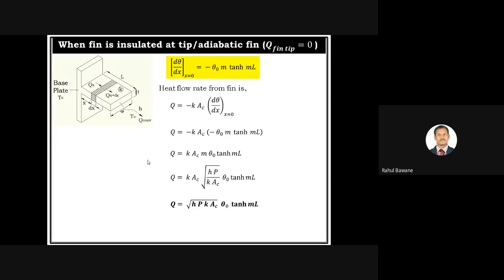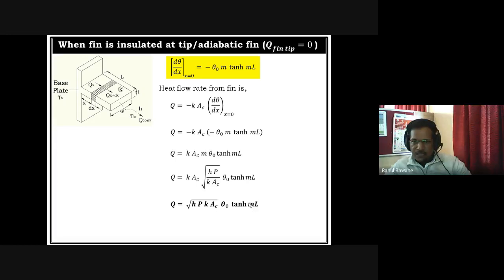So remember friends, when we talk about a fin without insulation, our heat transfer rate will be square root of hPkAc theta 0. If the tip is insulated, then an additional tanh mL will be attached to our relation. So for an insulated tip fin, the heat transfer rate is square root of hPkAc theta 0 tanh mL. Now while solving the numerical, we have to find the m value separately.